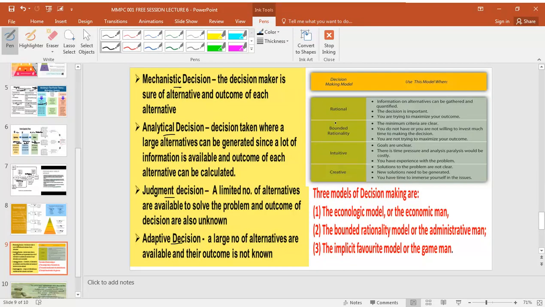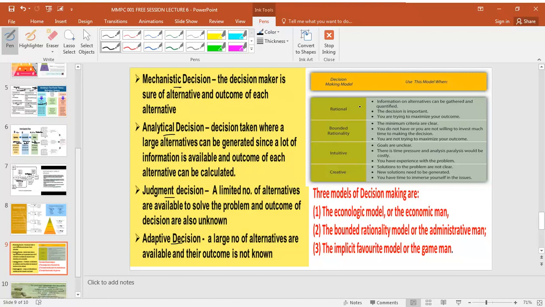Right, now decision making models, that is rational model, bounded rationality model, intuitive model, and creative model. So rational model means the information on alternatives can be easily gathered and can be quantified, so we will go for the rational type of decision making. Bounded rationality means minimum criteria are clear, but you don't have exact knowledge or an exact picture of the matter, so you are not trying to maximize your outcome. That is known as bounded rationality decision making.